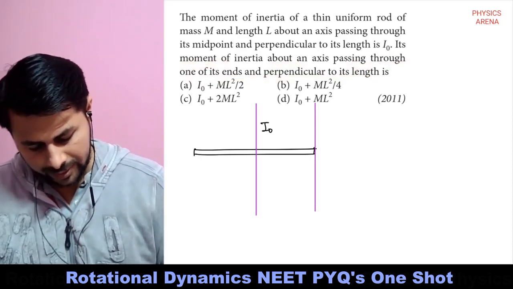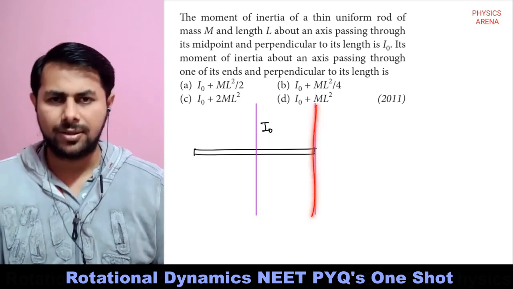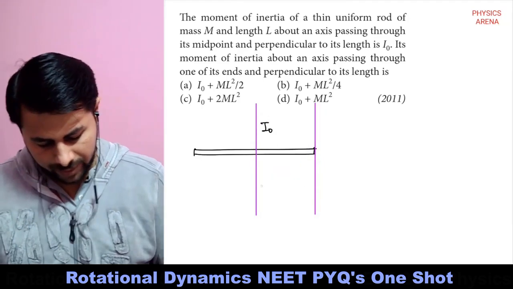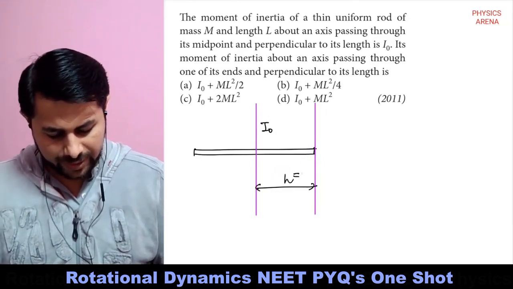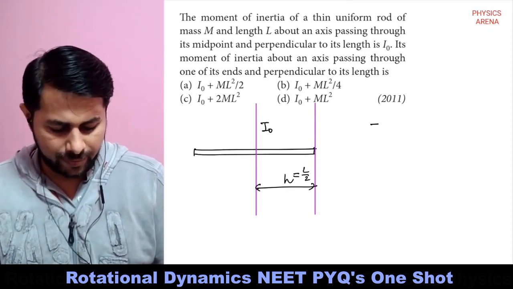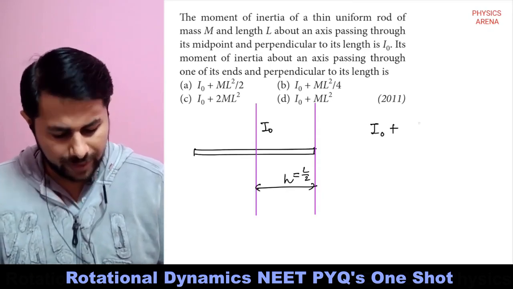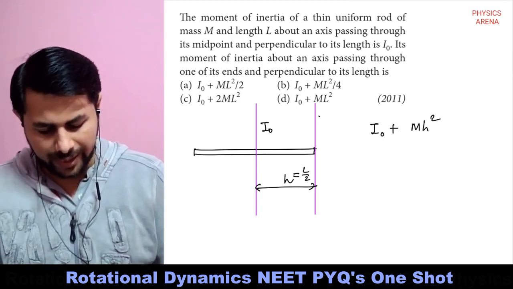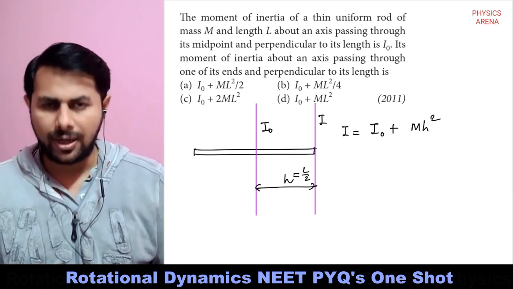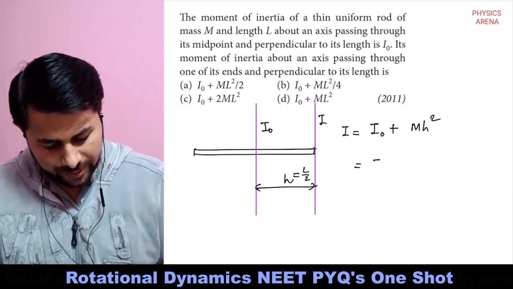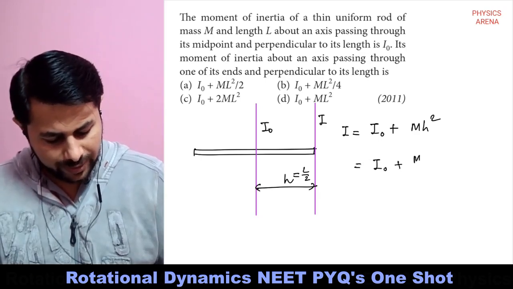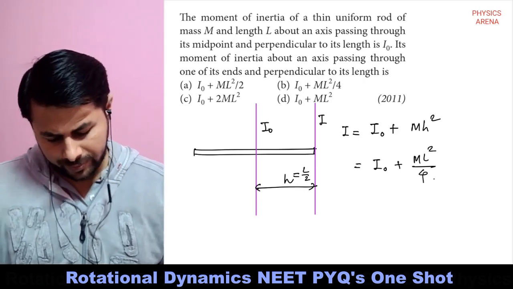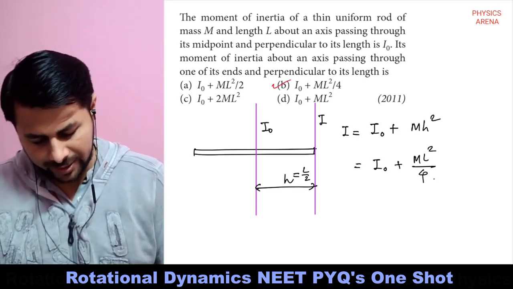So you want the moment of inertia about this axis. It will be IO plus mh square, where this distance is h, which is L by 2. Let's call it I only. So I will be equal to IO plus mh square. So it is IO plus m (L by 2) square, which is ml square by 4. Okay, so option B is the answer.